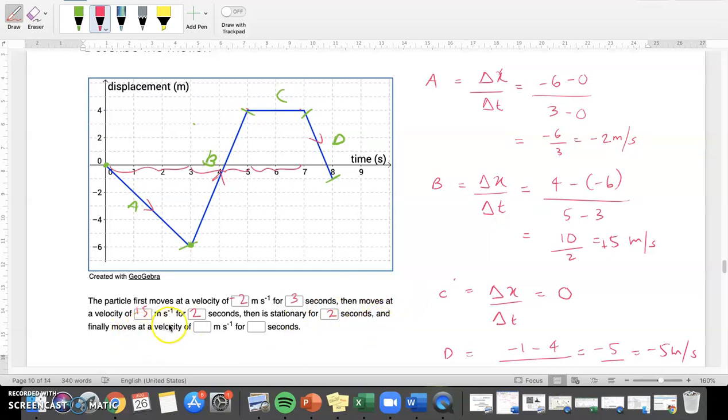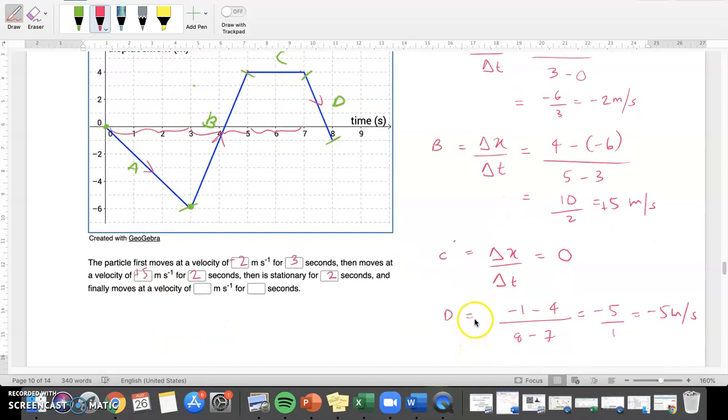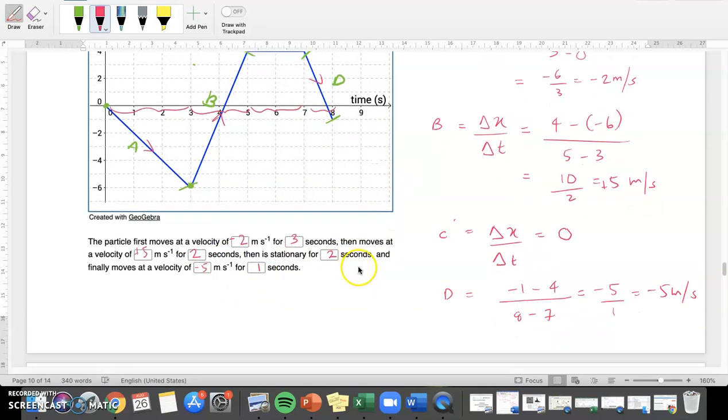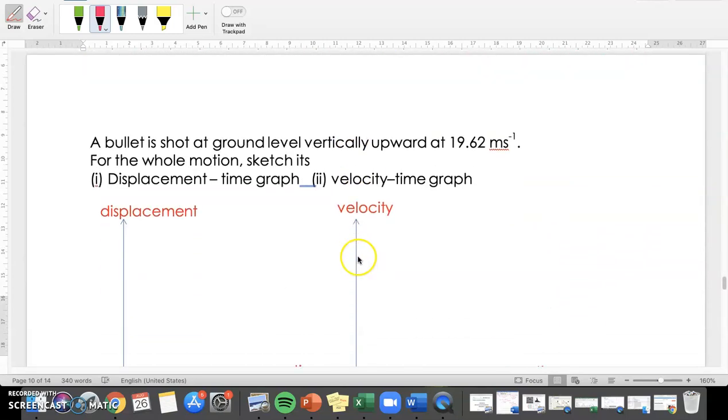And finally it moves at a velocity, which is our D gradient, minus 5. And the change in time that we calculated was just 1 second, which is over here. Okay, so we calculated that. That was good. Next one.